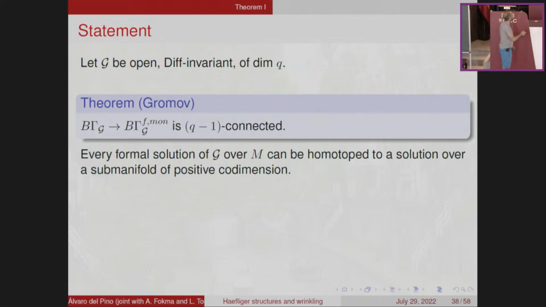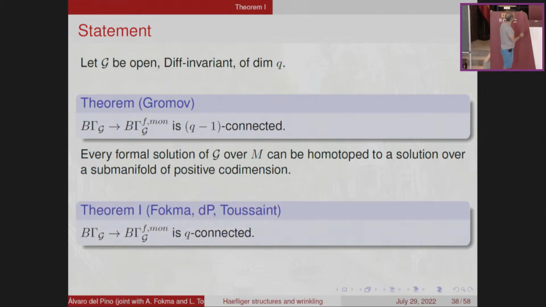Yeah? So every formal solution of the geometry in a manifold of dimension q cannot be homotoped in general to a solution over the whole manifold, but it can be homotoped to a solution over some manifold of positive codimension. And this is what this says, right? It says that over q-1 manifolds or lower, I'm fine. And basically what we observed is that you can promote this to q-connected. And the point is that, much like this is the fancy way of talking about holonomic approximation, our main observation is that this is the correct way of talking about wrinkling. Whatever that is, it's another H-principle technique, but this is the Haefliger way of phrasing it, and in fact, it's the way of phrasing it for every geometric structure.